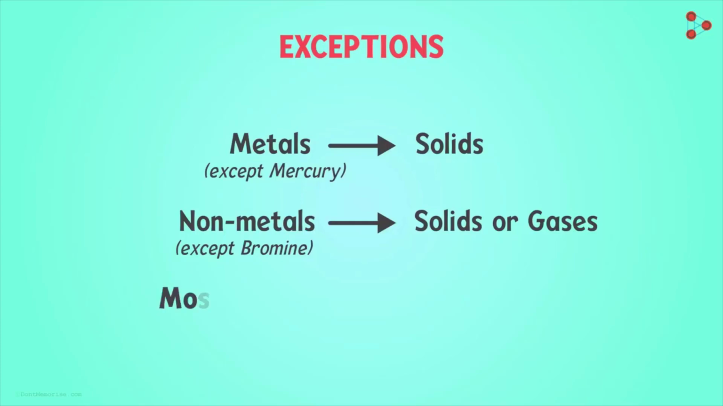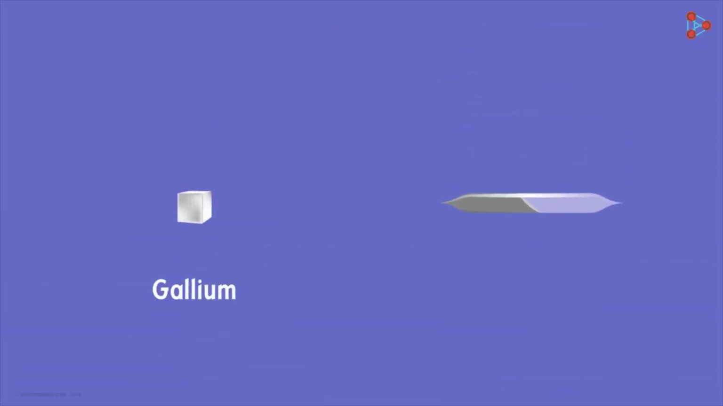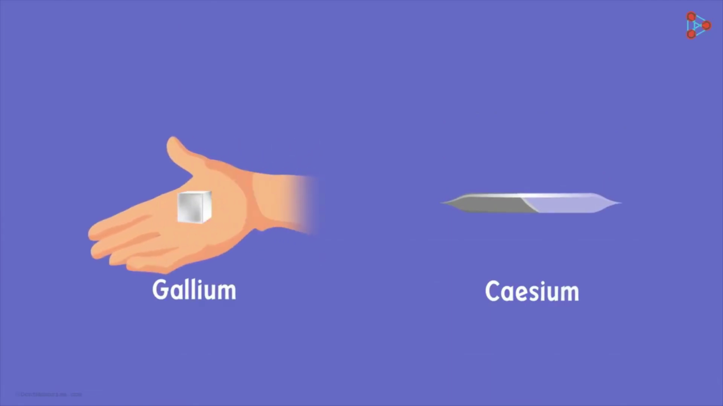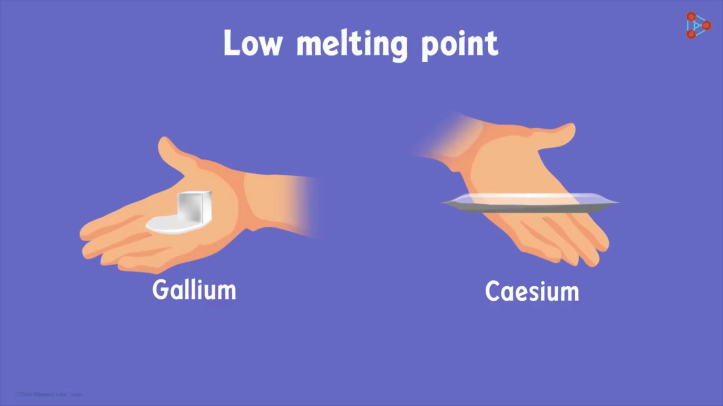For example, most metals have high melting point, which means that they need a large amount of heat to melt. But look at the two metals gallium and cesium. They melt when you keep them on your palm. We must say then that these two metals have a very low melting point.